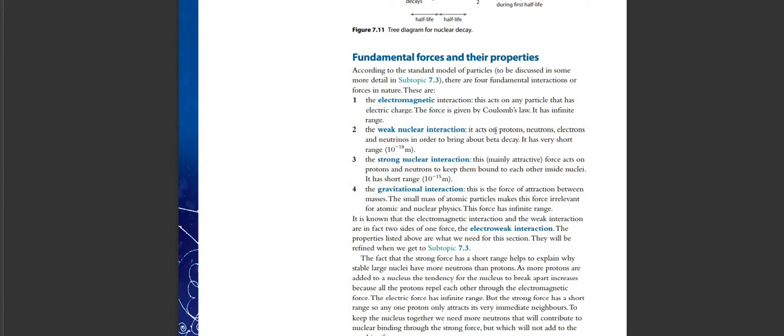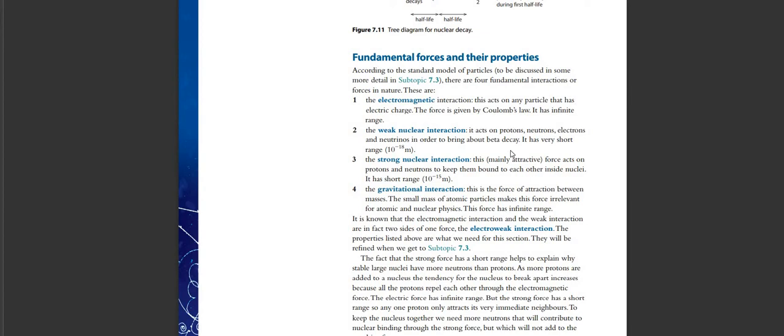Next, you have weak nuclear interactions. This acts on protons, neutrons, electrons and neutrinos in order to bring about beta decay. You can think of weak nuclear interactions as the interactions that hold the subatomic particles together, like what holds a neutron or a proton together, or what keeps the electron inside the neutron when it breaks down into a proton. Then you have the strong nuclear interaction, which is a mainly attractive force, and this is the force that holds the protons and neutrons together inside of an atom.